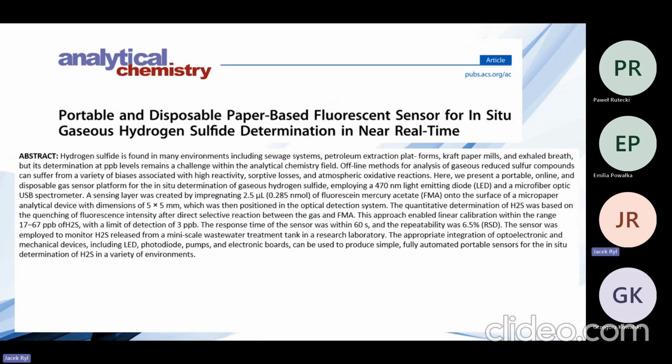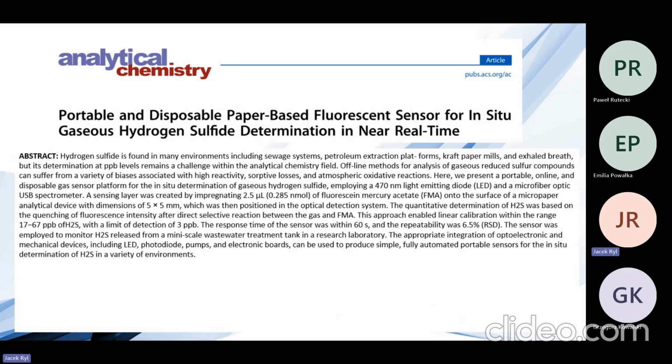So another example regarding this, another analytical paper from analytical chemistry. I will show you in this abstract the different parts that I mentioned to you before. So this is the complete text. Hydrogen sulfide is found in many environments, including sewage systems, petroleum extraction platforms, scrap paper mills, and isolated brief, but its determination at ppb levels remains a challenge within the analytical chemistry field.